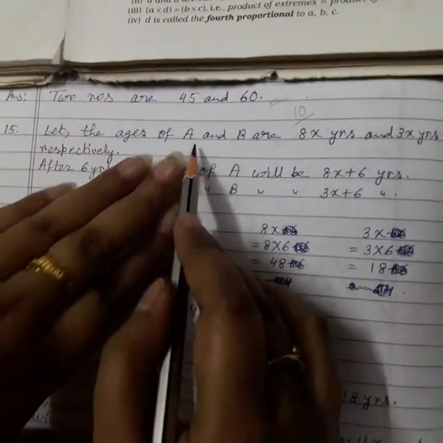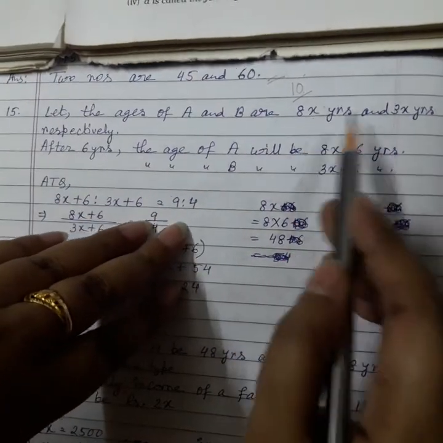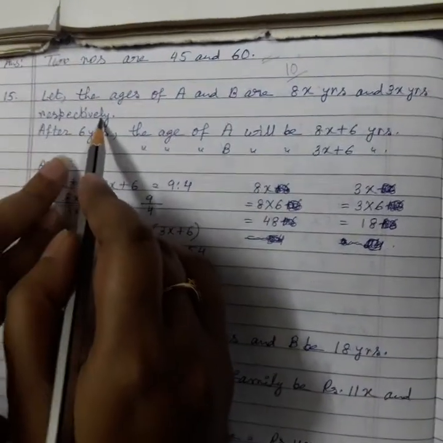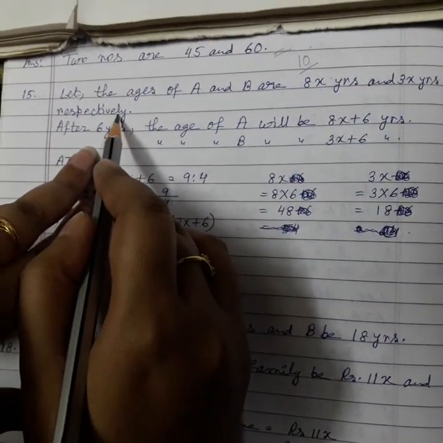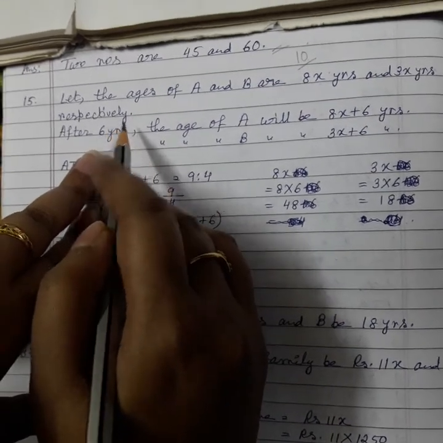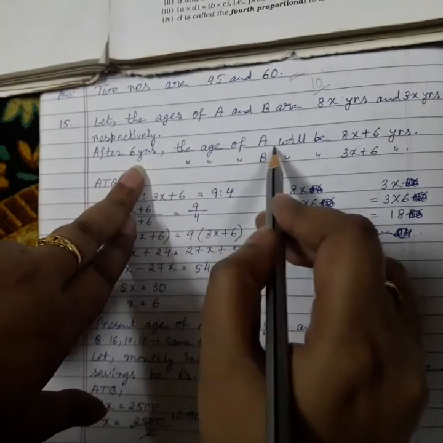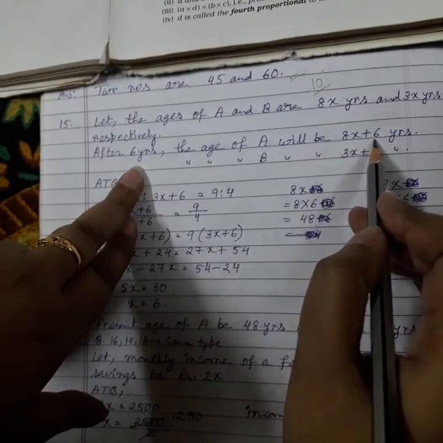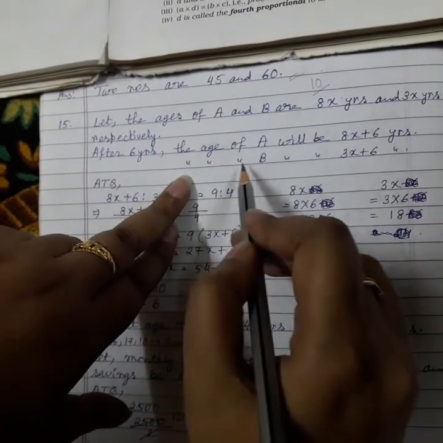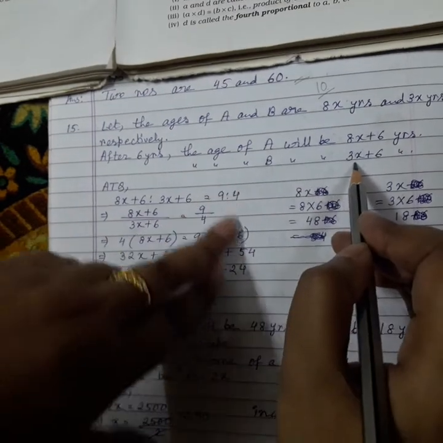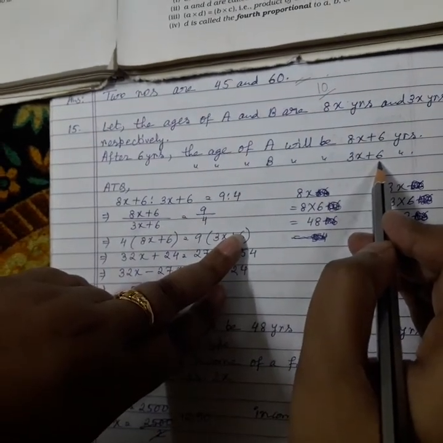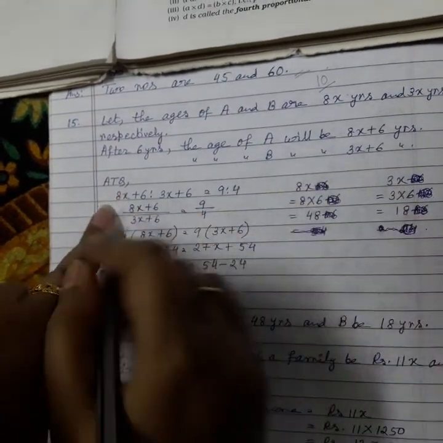Let the ages of A and B be 8x years and 3x years respectively. And 6 years hence. So after 6 years, what will be their ages? That we will find. After 6 years, the age of A will be 8x plus 6 years, and after 6 years the age of B will be 3x plus 6 years. After 6 years means 6 we have to add.